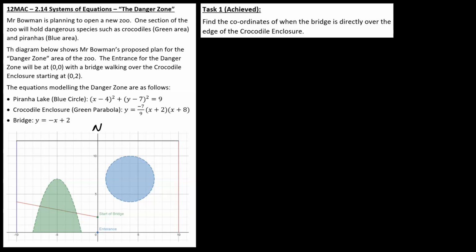This video is all about the danger zone zoo example, and we're going to go over each of the 3 tasks in separate videos. We're going to get straight into it. We're going to start off with task 1. So let's get into the context.